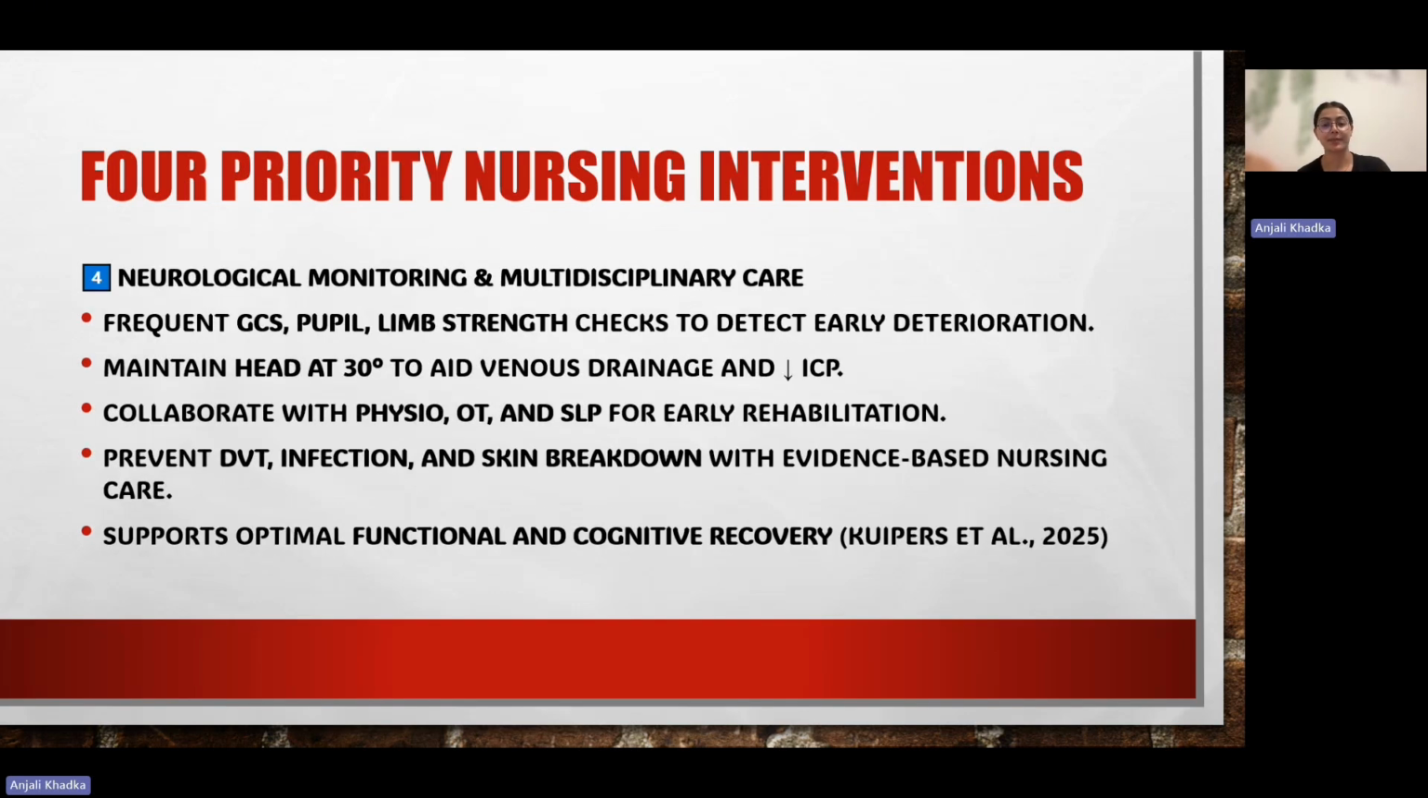I would like to regularly check Mrs. Manalo's GCS, temperature, glucose level, and limb strength, which helps me to identify early signs of deterioration in her. I would like to collaborate with the multidisciplinary stroke team, physiotherapy, occupational therapy, and speech pathology, which supports the functional recovery and prevents complications. According to QPRS 2025, elevating the head of bed to 30 degrees promotes venous drainage and reduces intracranial pressure, improving cerebral circulation.